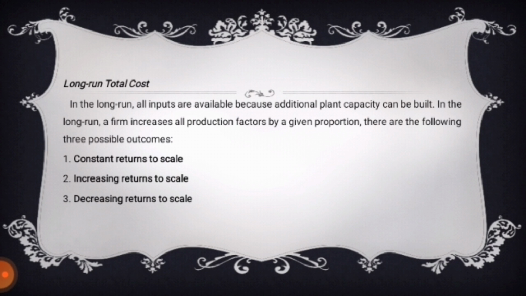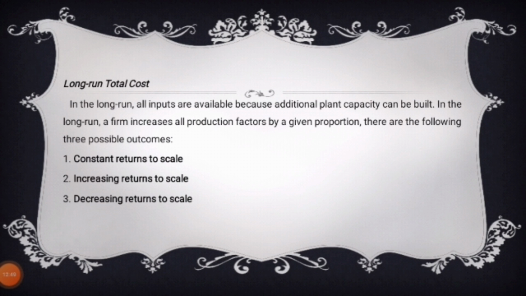Long run total cost. In the long run, all inputs are available because additional plant capacity can be built. In the long run, a firm increases all production factors by a given proportion. There are the following three possible outcomes.